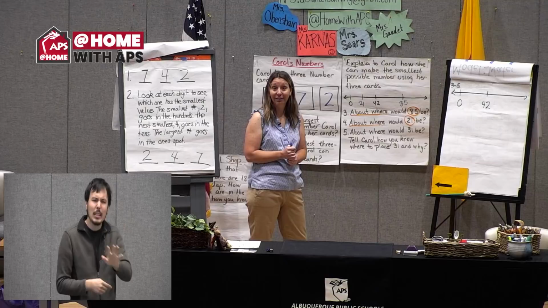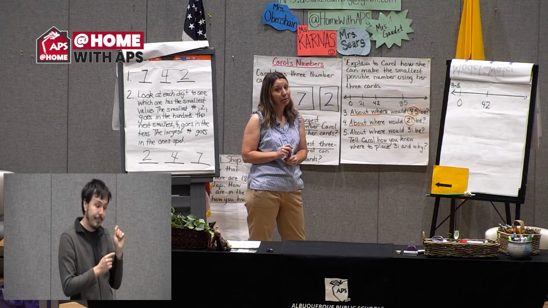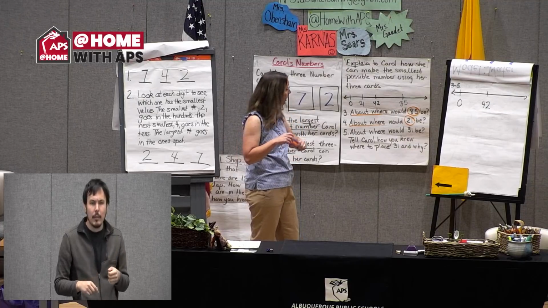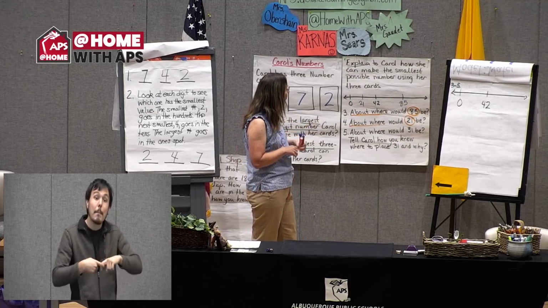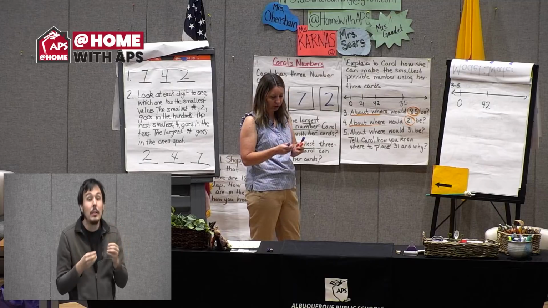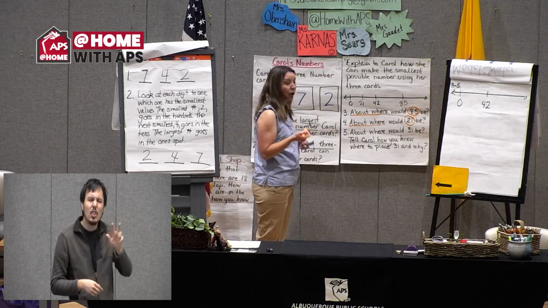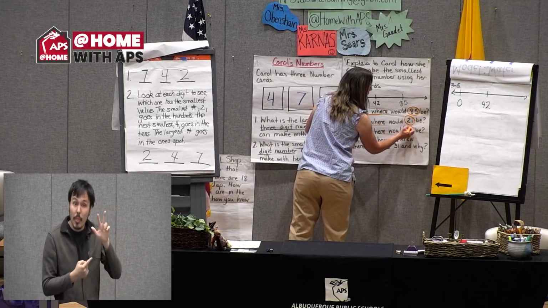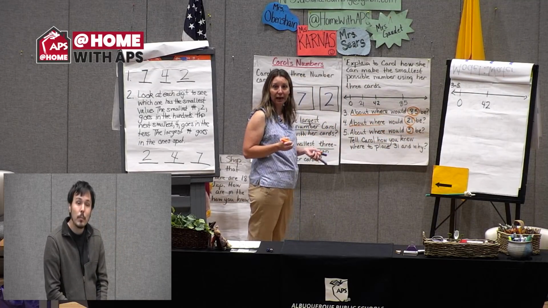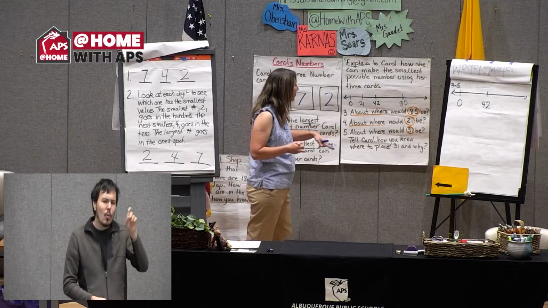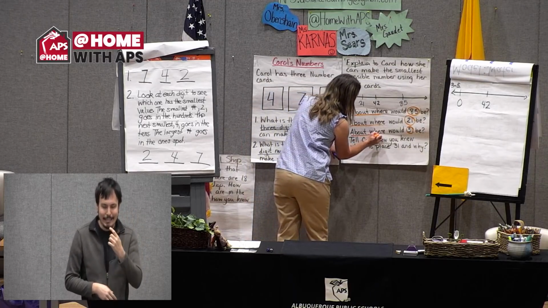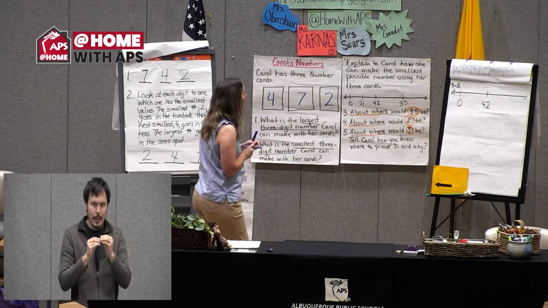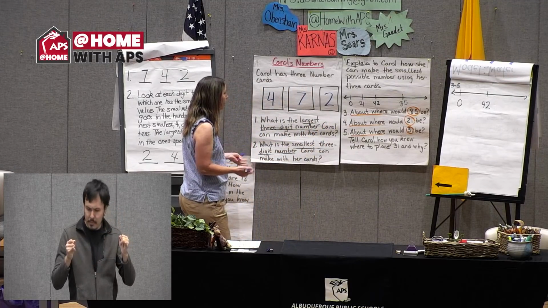So let's go ahead and get started on this time. Again, remember to pause me, try it on your own, and then go ahead and watch and think about that. So number 5 says, about where would 31 be? So what is our quantity? 31. And then what are we being asked to do? About where? So if we were to look at our number line, about where would 31 be?